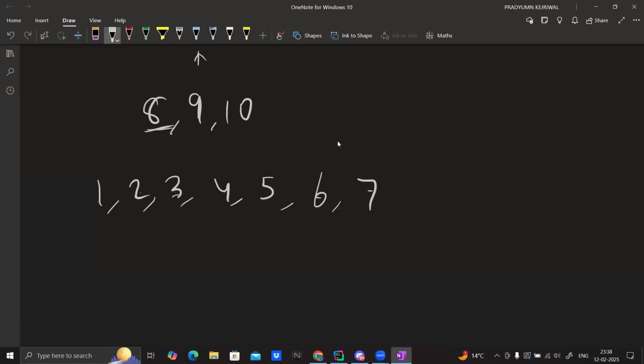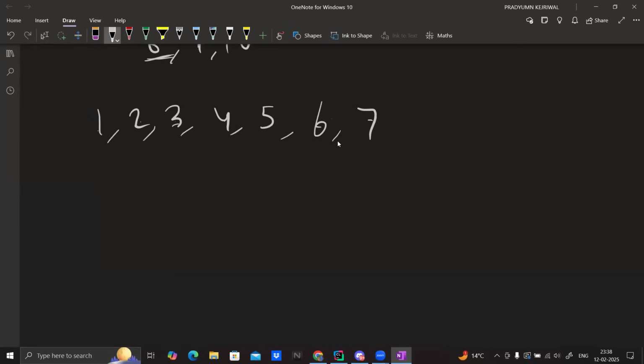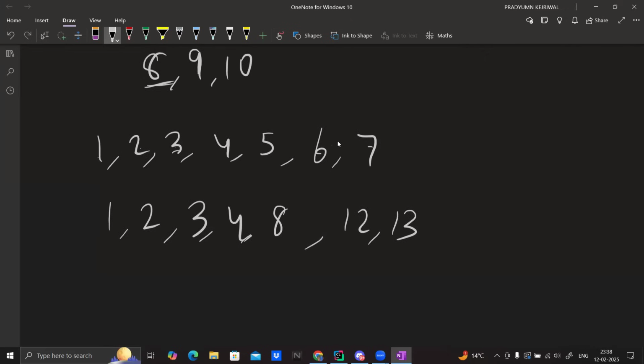But actually, let's say that here instead of 5, 6, 7, it was something else. Let's say we had 1, 2, 3, 4, 8, 12, and 13. So here, actually the third last index is equal to 8, right? So if we apply this 8, 9, 10 here, then the array becomes smaller, right? So in that case, this is the answer.